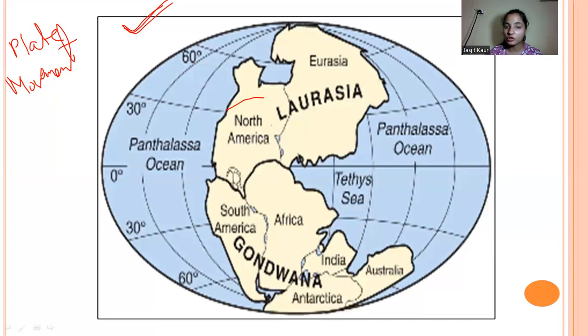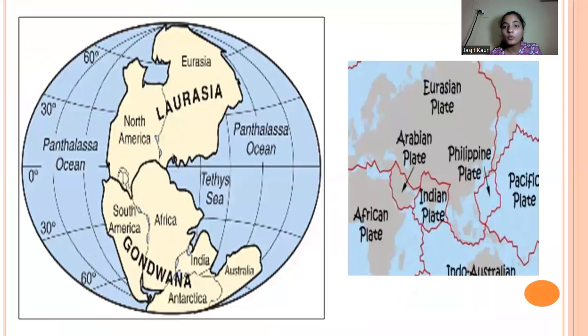Yes, we have Laurasia here, Gondwana here, then we have one ocean here, that is Panthalassa Ocean. Sicily Sea is also there. Yes. So, as you have already mentioned, because of the plate movements, millions of years ago we had a huge supercontinent named Pangaea, in which all the continents were connected together.